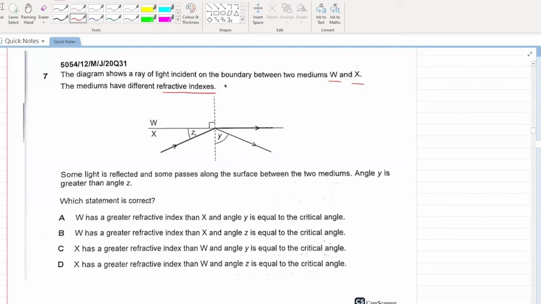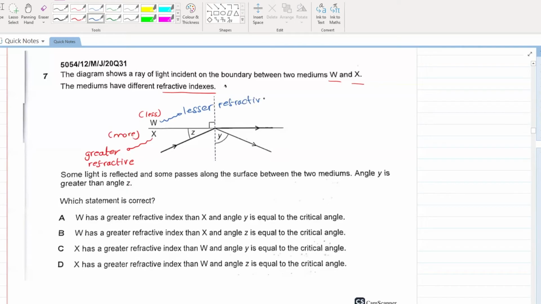Right off the bat, I can see total internal reflection is happening. And for total internal reflection, it is important that you are moving from a more dense medium into a less dense medium. So if X is more dense, that means X has a greater refractive index and W has a lesser refractive index.